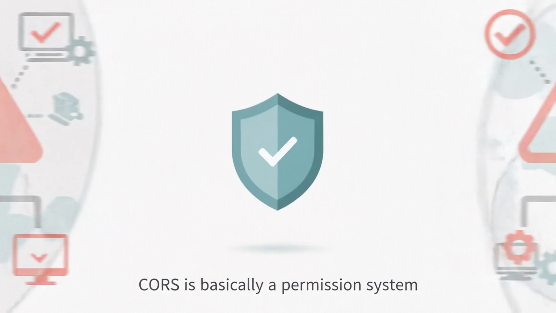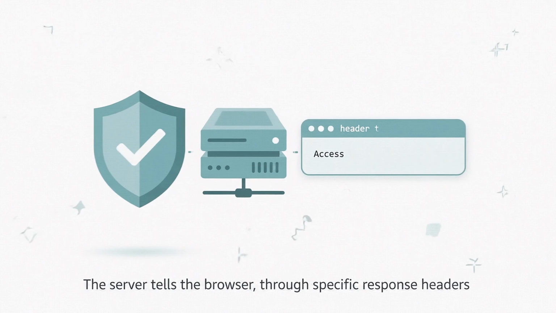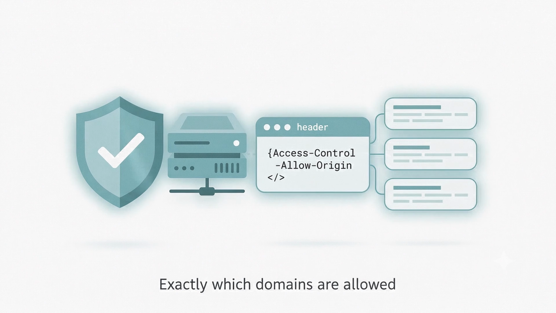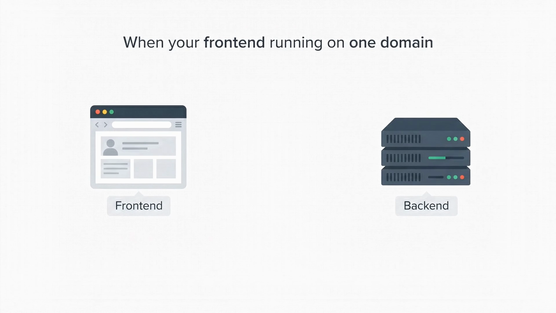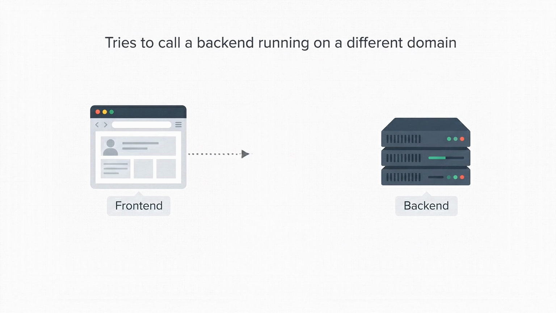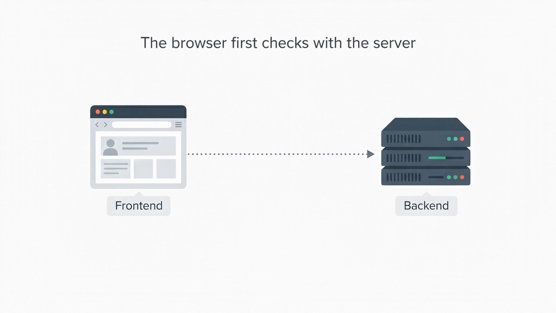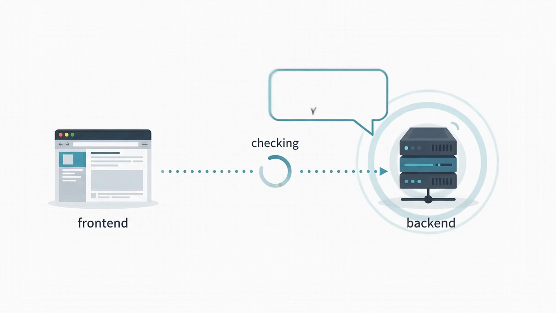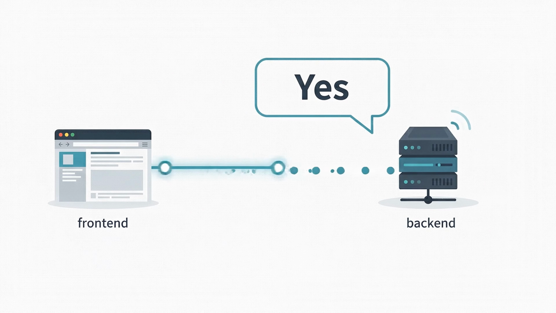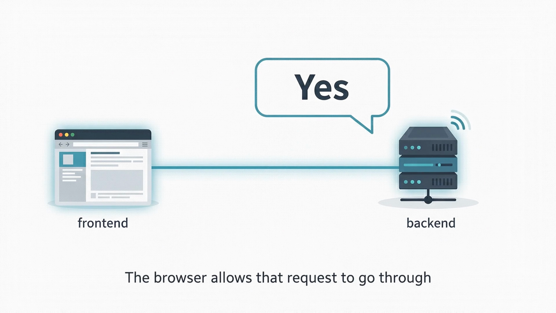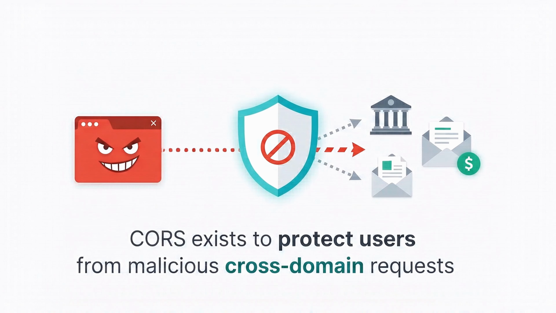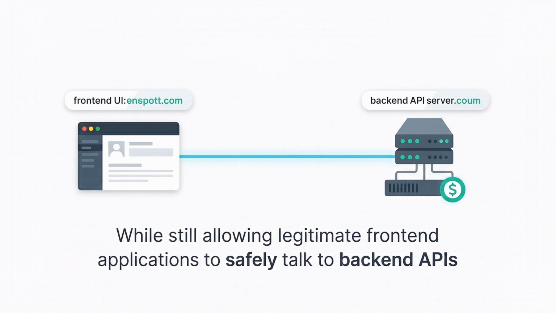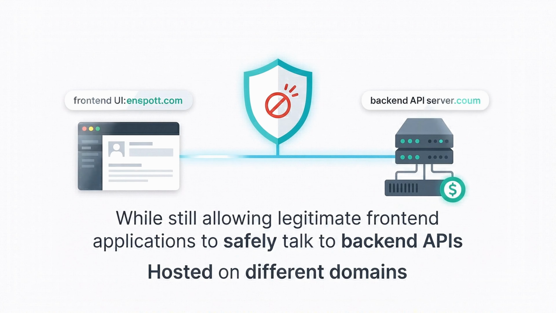So CORS is basically a permission system where the server tells the browser through a specific response header, like Access-Control-Allow-Origin. When your frontend running on one domain tries to call the backend running on another domain, the browser first checks with the server: hey, is this frontend allowed to talk to you? And only if the server says yes does the browser let the request go through. So in simple words, CORS exists to protect users from malicious cross-domain requests while still allowing legitimate frontend applications to safely talk to a backend API hosted on a different domain.